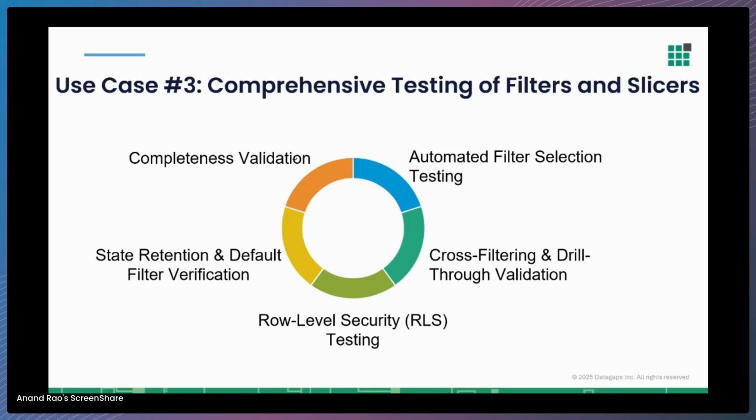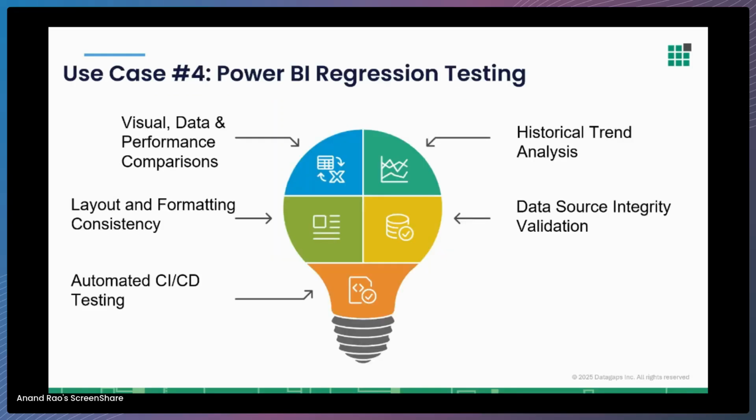So BI test automation streamlines this process by programmatically applying slicer values and comparing the report outputs. So this helps identify any issues caused by incorrect relationships, any filter propagation errors, or any security misconfigurations. So completeness validation, the last one, ensures that the slicers and the filters display all the expected values and prevents any missing selections. So automating these checks enhances the Power BI report reliability, improving the data accuracy and user experience.